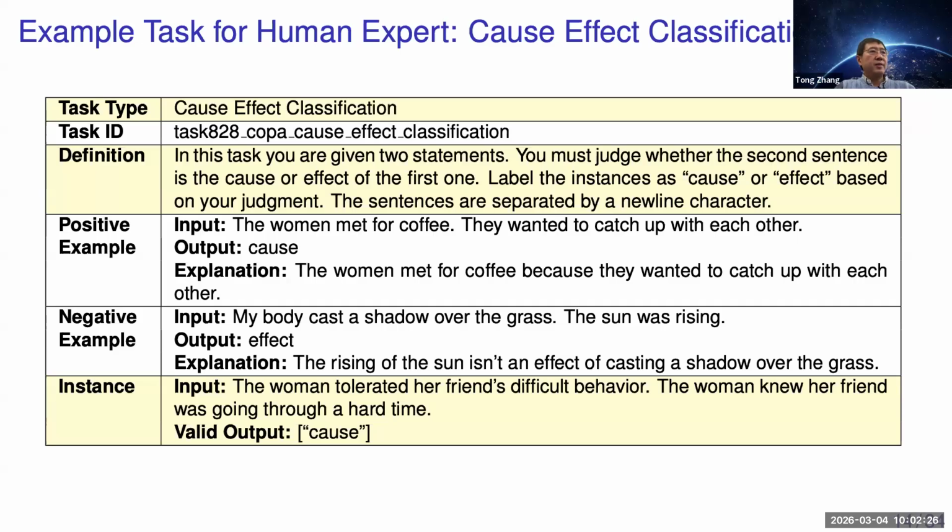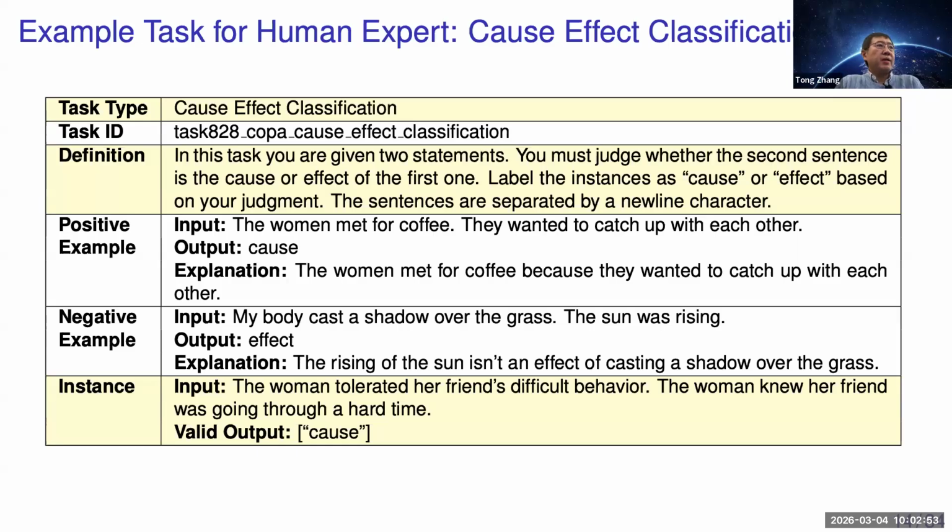So the explanation is like this. The other one is my body casts a shadow over the glass and the sun was rising. Effect out of this effect, and there isn't an effect of casting a shadow of the glass. So essentially this is kind of a flavor.